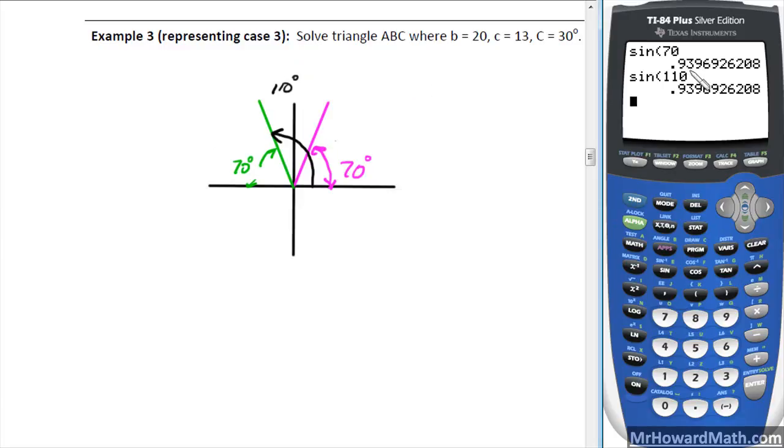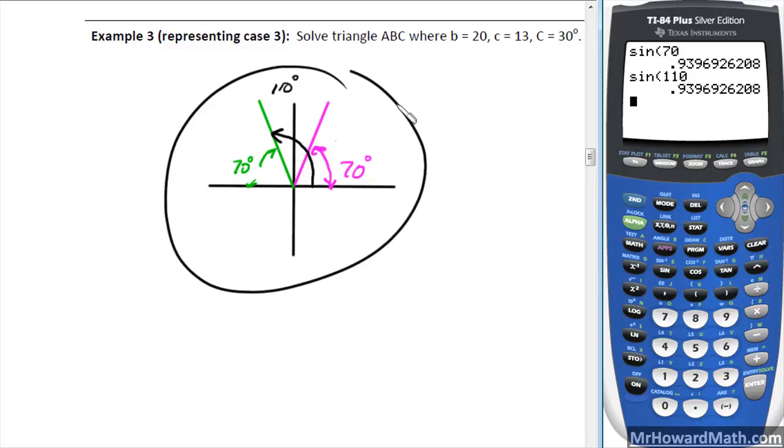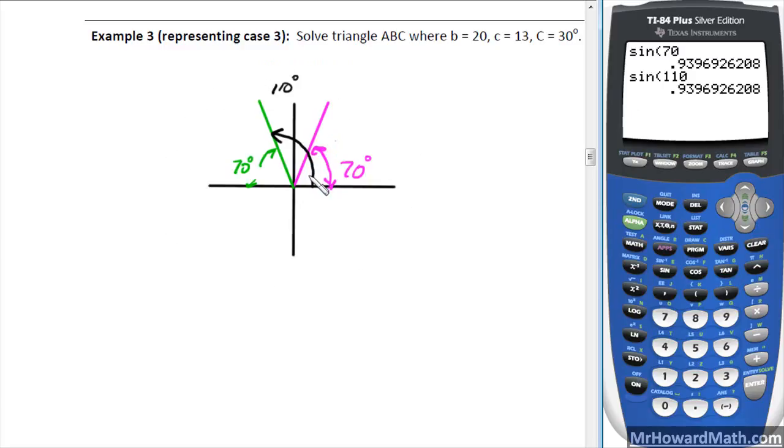Let's say you had 0.93969, etc. Well, that could mean that your angle is 70 degrees or that your angle is 180 minus that, or 110, because the reference angles are the same. And you notice that one's in quadrant 1, one's in quadrant 2, where sine is positive. So the sine values can be the same. There are 2 places throughout the 360 degrees here where the sine values are equivalent, and that's when your reference angles are exactly the same. Okay, so that is why it happens.